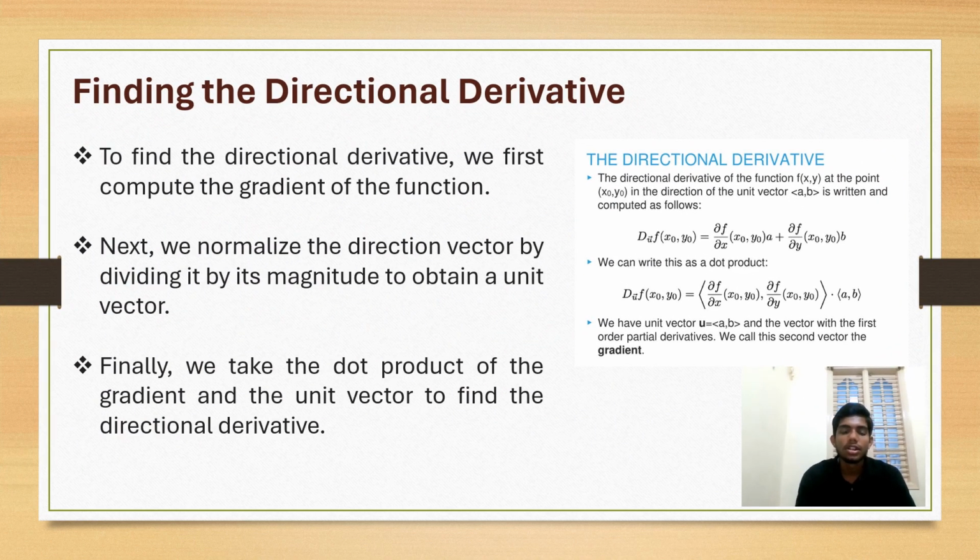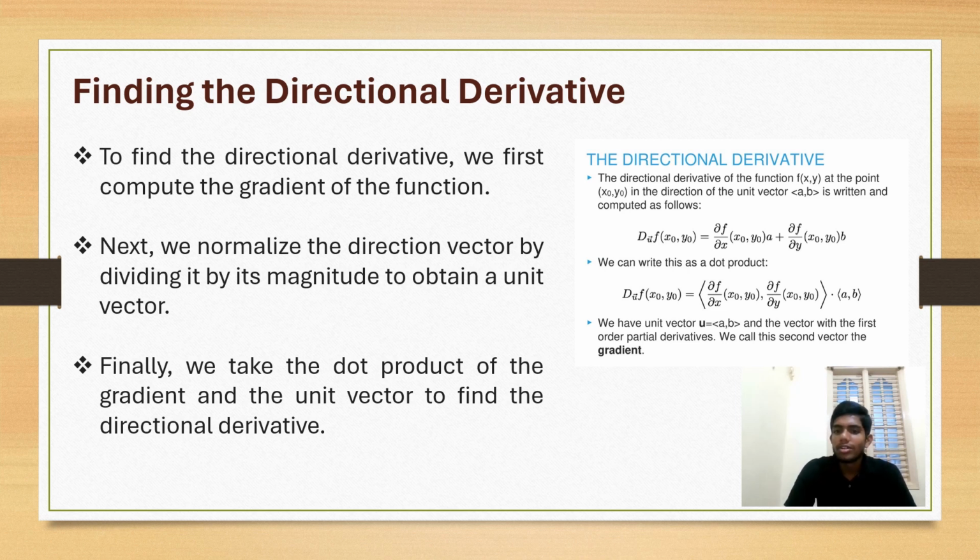Finding the directional derivative. To find the directional derivative, we first compute the gradient of the function. Next, we normalize the direction vector by dividing it by its magnitude to obtain a unit vector. Finally, we take the dot product of the gradient and the unit vector to find the directional derivative.